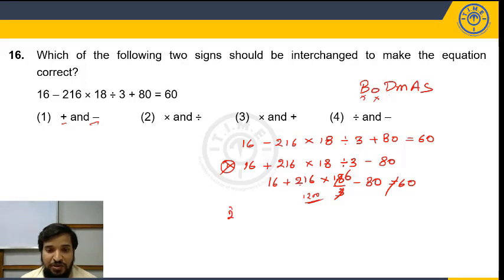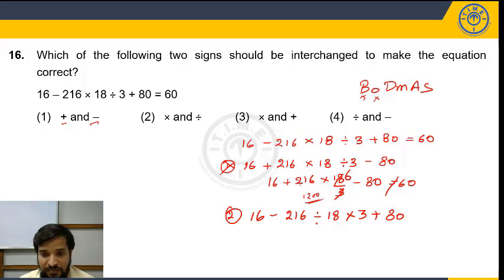Now second choice. So here product and division we have to interchange. So after interchanging the product and division, we get 16 minus 216, division should be interchanged with the product, divided by 18 into 3 plus 80. Now, 16 minus 216 divided by 18 into 3 plus 80.